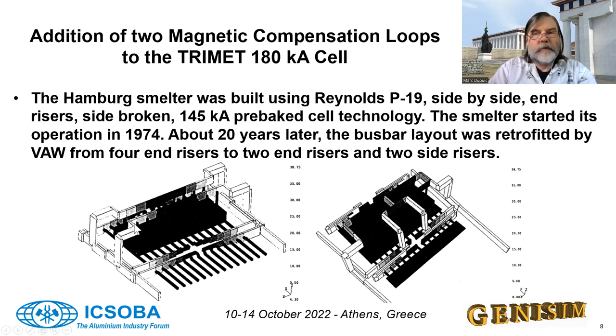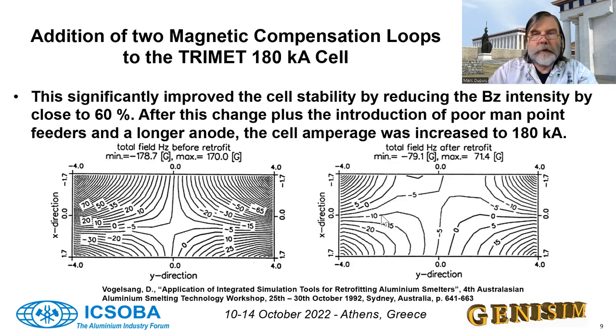After the modification done by VAW, they removed the downstream risers here, those two, and replaced them by side risers. So now you collect the current from the downstream, you go zigzag to this point, you come back, and then you feed from the side. And this change improved the magnetic field a lot. So that's the original magnetic field. You had up to 180 Gauss on the BZ, and it was reduced to about, let's say, 80 on this side. So that was already a big improvement. And this is the cell that is in operation now.